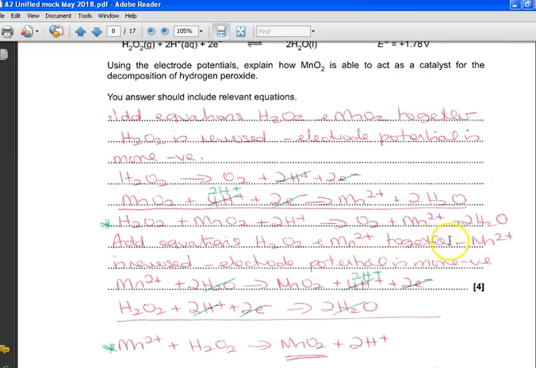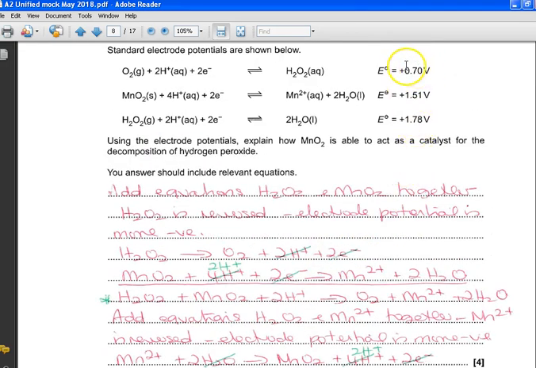bear in mind, we need to reverse whichever the value is the more negative. Don't forget, so in this case, the first reaction, H2O2 is on the left here, whereas on the right up here.